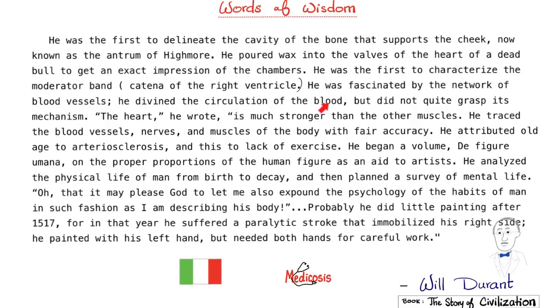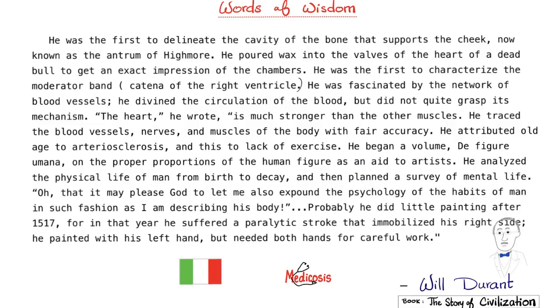He was fascinated by the network of blood vessels. He studied the circulation of the blood, but did not quite grasp its mechanism. The heart, he wrote, is much stronger than other muscles. He traced the blood vessels, nerves, and muscles of the body with fair accuracy. He attributed old age to arteriosclerosis, and this to lack of exercise. This is half facts, because he ignored the role of genes. But I forgive him, for he lived hundreds of years before Gregor Mendel, who in turn lived hundreds of years before Watson and Crick.